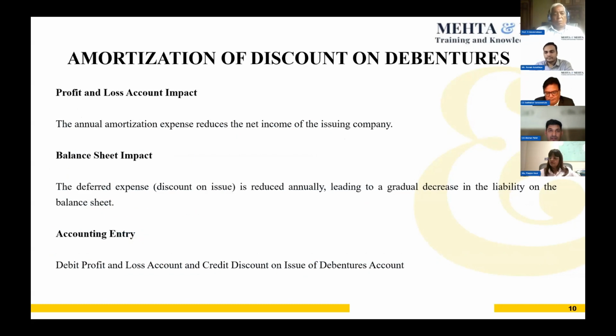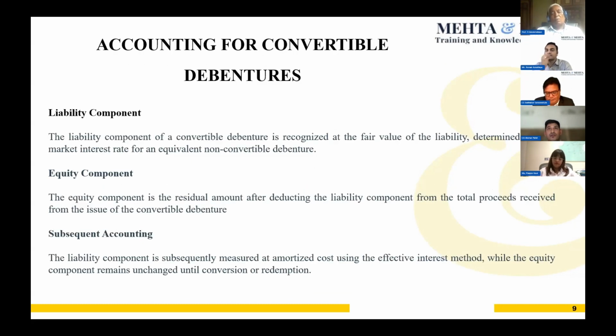And if we have given the discount at the time of issue, that discount will get amortized over the period of time. In case of Indian GAAP, it will be amortized over the period of 5 years, as per the tenure of the debenture. And in case of Ind AS, it will be amortized by taking the effective interest rate method, which will change every year based on the market condition and the interest rate prevailing in the market.